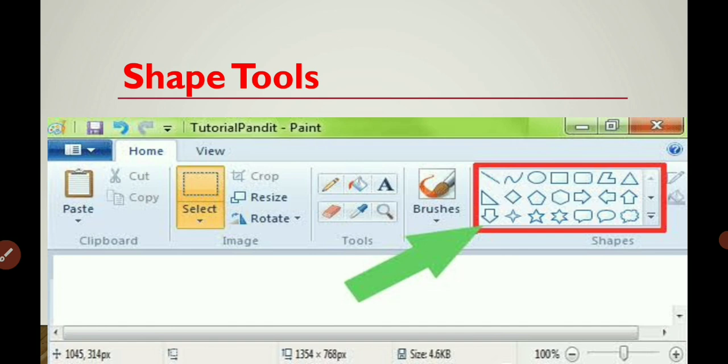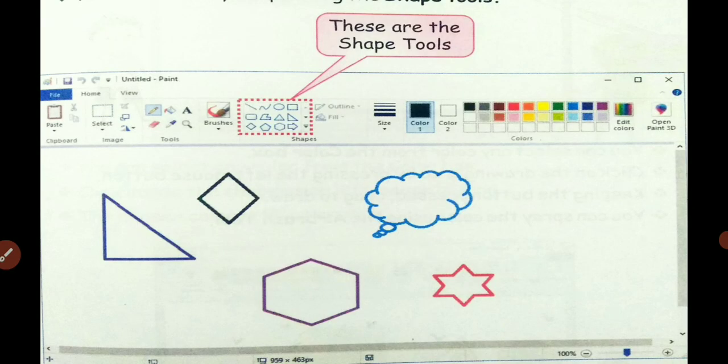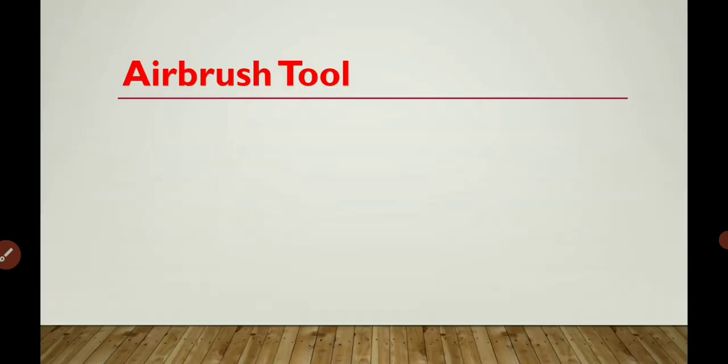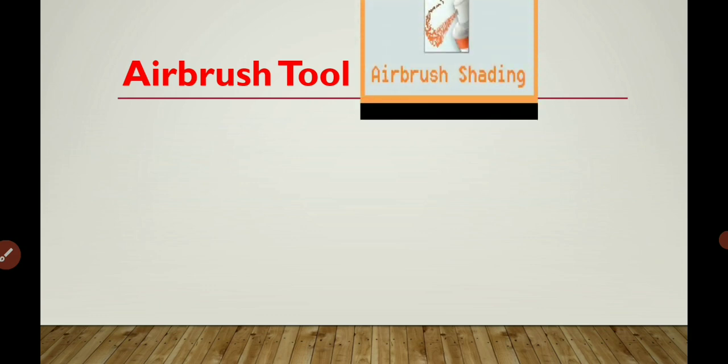And then the next one, airbrush tool. Airbrush tool. So the airbrush tool is like a spray, it's used to spray different colors, whichever color you want. The airbrush tool looks like a spray, it's used for spraying color. So this is in the brush option.